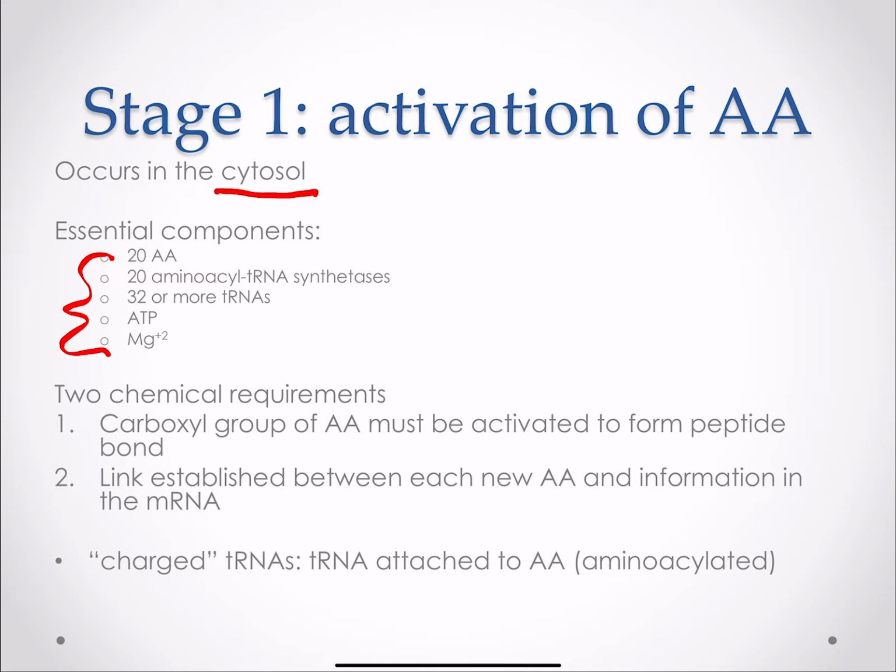So with respect to activation, you're going to have the carboxyl group of the amino acid be activated, and this is important in forming that actual peptide bond. And then you're going to have the actual bond form between the new amino acid and the information in the messenger RNA. Charged transfer RNAs, which is a transfer RNA attached to an amino acid. So that's what's referred to as a charged transfer RNA.